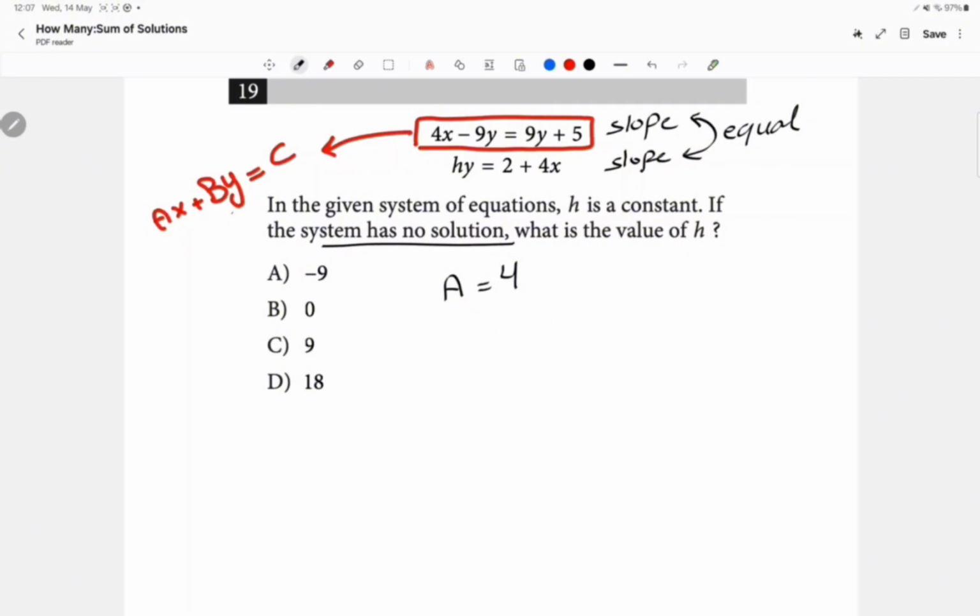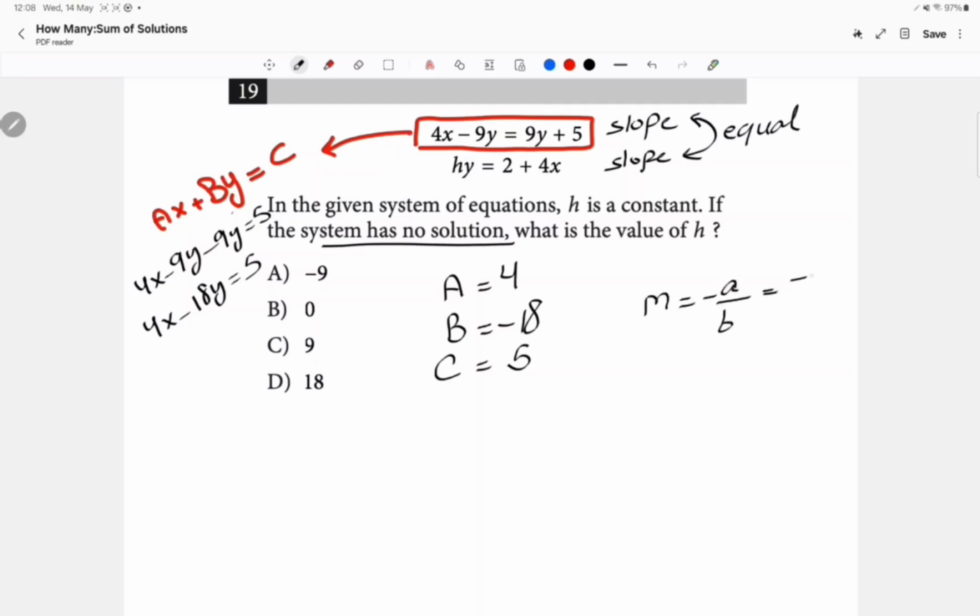Actually, wait a minute. So let's just combine them. So we're going to have 4x minus 9y minus 9y is equal to 5. So 4x minus 18y is equal to 5. So yeah, the b term is going to be negative 18. And the c term is going to be the number standing alone, which is 5. So slope is equal to minus a over b. So minus 4 over negative 18, which is 2 over 9.